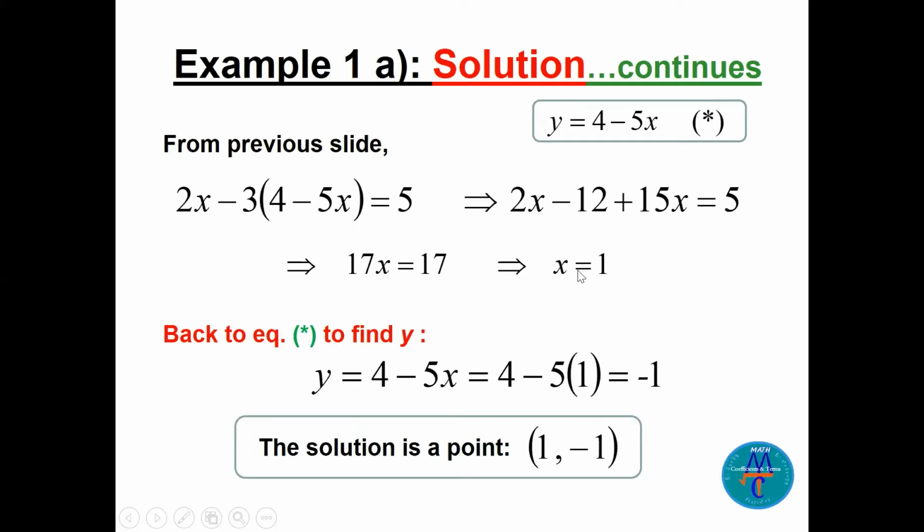Now we found x, we have to find y. Let's go back directly to star because y is ready and waiting to get the value. So y will be 4 minus 5 times the x value. The x value was 1. Can be any number there. And then 4 minus 5 will be minus 1. So the solution will be x and y. Always x at the beginning, y in the second coordinate. So (1, minus 1) is the solution. Which means if you draw the graph of equations 1 and 2, this point here, (1, minus 1), will be the point of intersection.